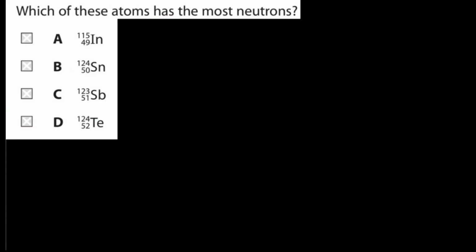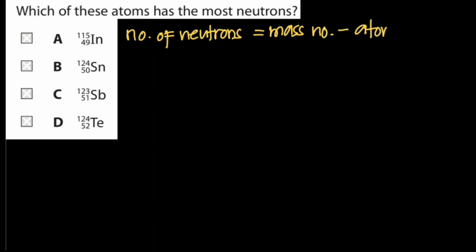Which of these atoms has the most neutrons? All right. So to calculate the number of neutrons, we just subtract the atomic number from the mass number of the isotope. So that is mass number minus atomic number. Now let's start with option A.